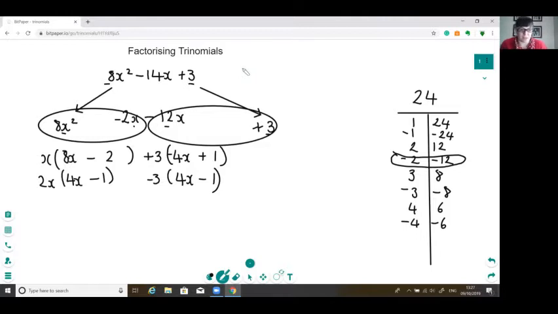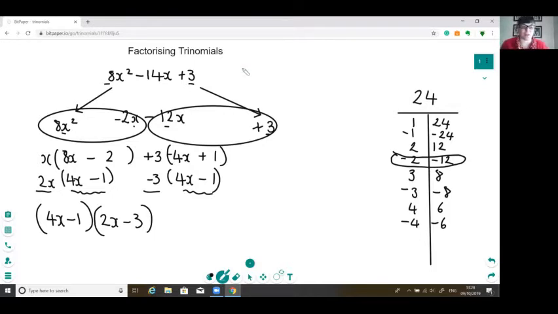Now I can see that I have something similar, these two here. If I pull these down, I can stick these in front of my first bracket. They can be in my first bracket. Now what's left is going to go in my second bracket. Okay, so 2x and a minus 3. So this is now factorised.